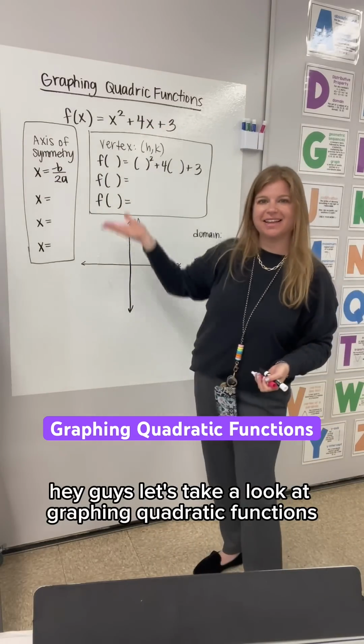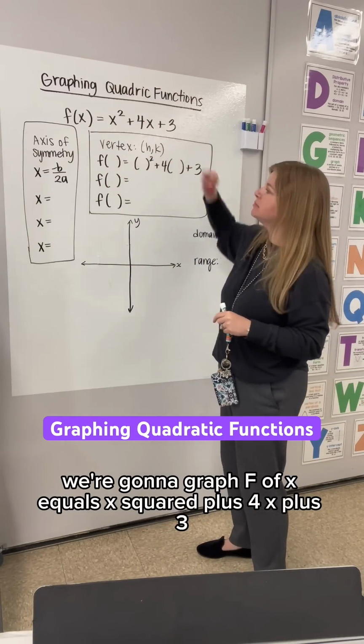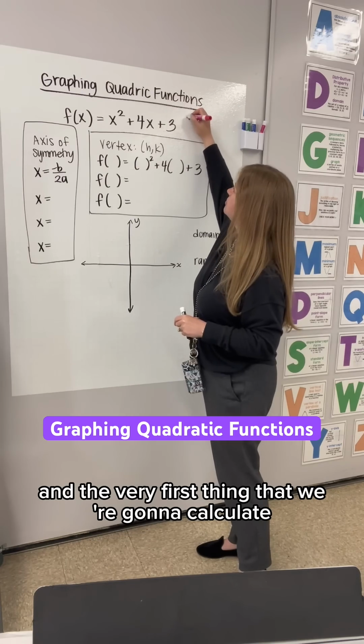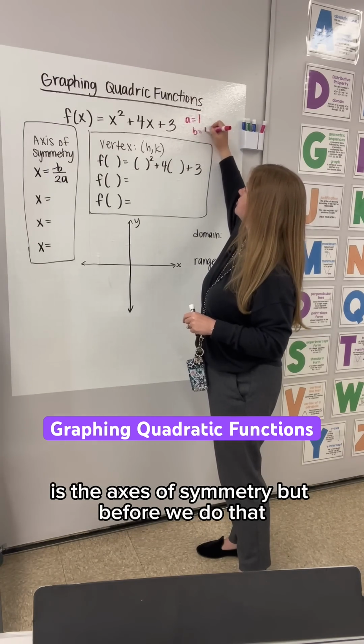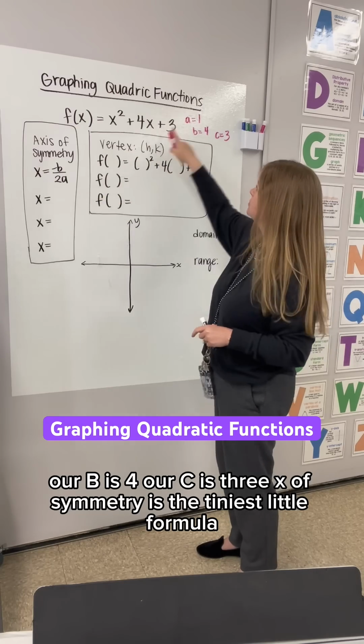Hey guys, let's take a look at graphing quadratic functions. We're going to graph f of x equals x squared plus 4x plus 3. And the very first thing that we're going to calculate is the axis of symmetry. But before we do that, we need to make sure that we see that our a is 1, our b is 4, our c is 3.